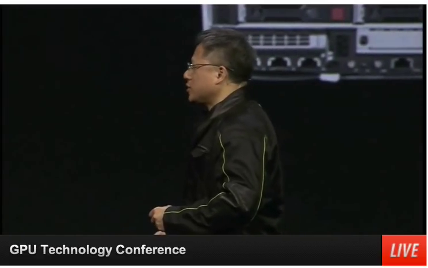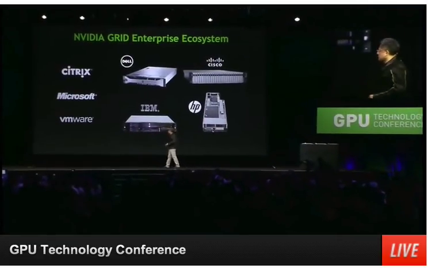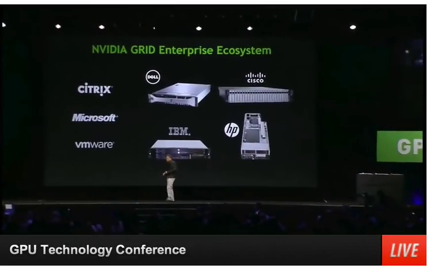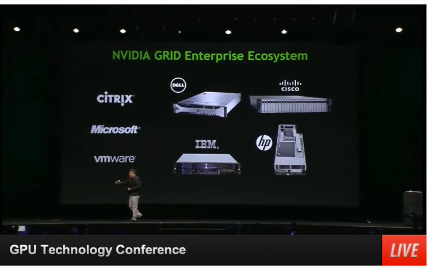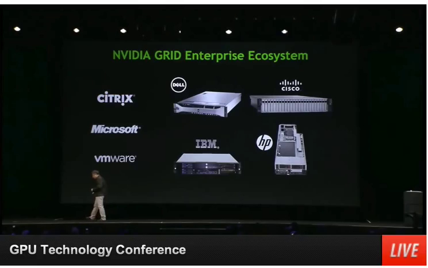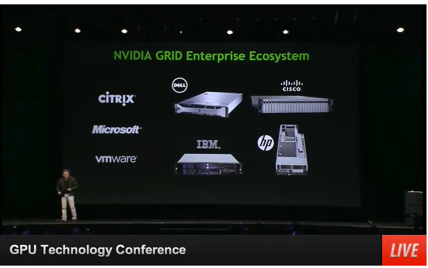And this year, I'm pleased to announce that nearly all of the major players of the enterprise computing world are now partners and are in production. Citrix is in production. Microsoft is in production. VMware is in production. The Nvidia GRID processors are designed into these specialized servers from Cisco, from Dell, from IBM, HP. And there are 75 large-scale trials that are happening right now as we speak, because people all have similar problems like this.